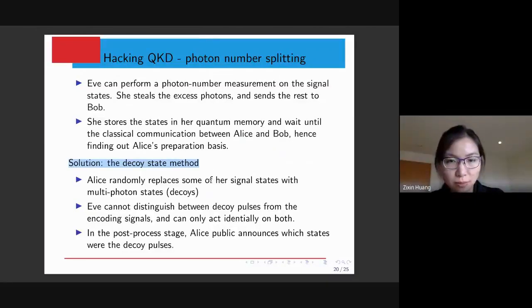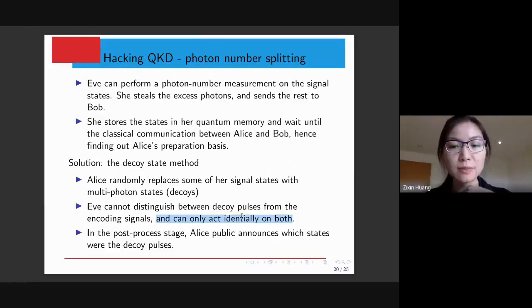We have a solution. The solution is called the decoy state method. What Alice can do to counter this particular form of attack is replace some of her signal states with multiphoton states. These are our decoys. Remember, Eve is targeting states which have higher photon numbers. So now Eve cannot distinguish between decoy states and the encoding states. Whatever she does to the high photon number states, she doesn't know whether it's a decoy state or a signal state. So she can act only identically on both the decoy states and the encoding states.